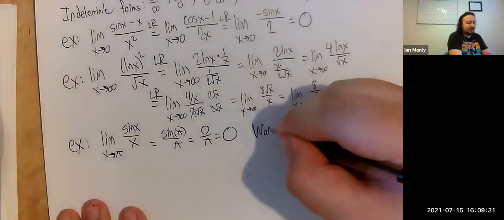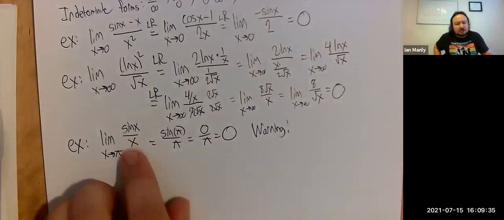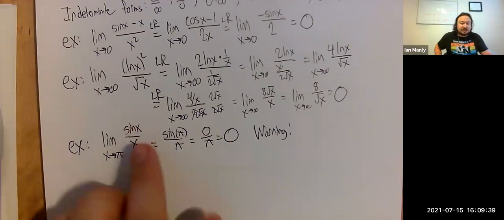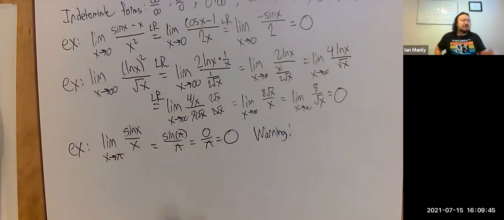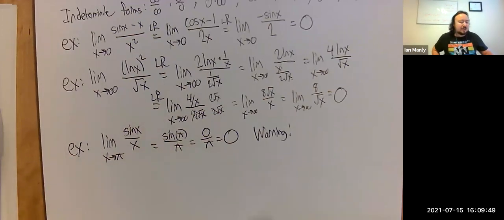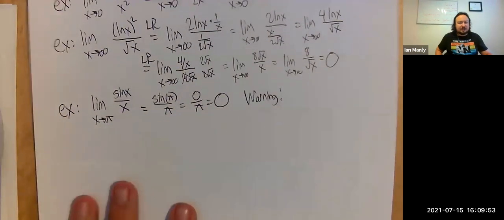So my warning to you is that now that we know L'Hopital's rule, we're tempted to use it on any quotient of functions we're taking a limit of. But that doesn't mean that we can use L'Hopital's rule in those instances. In fact, even if we could use L'Hopital's rule, it was easier to just plug in the number in this case. So watch out. Don't try to use it on everything. Make sure you can actually use it.